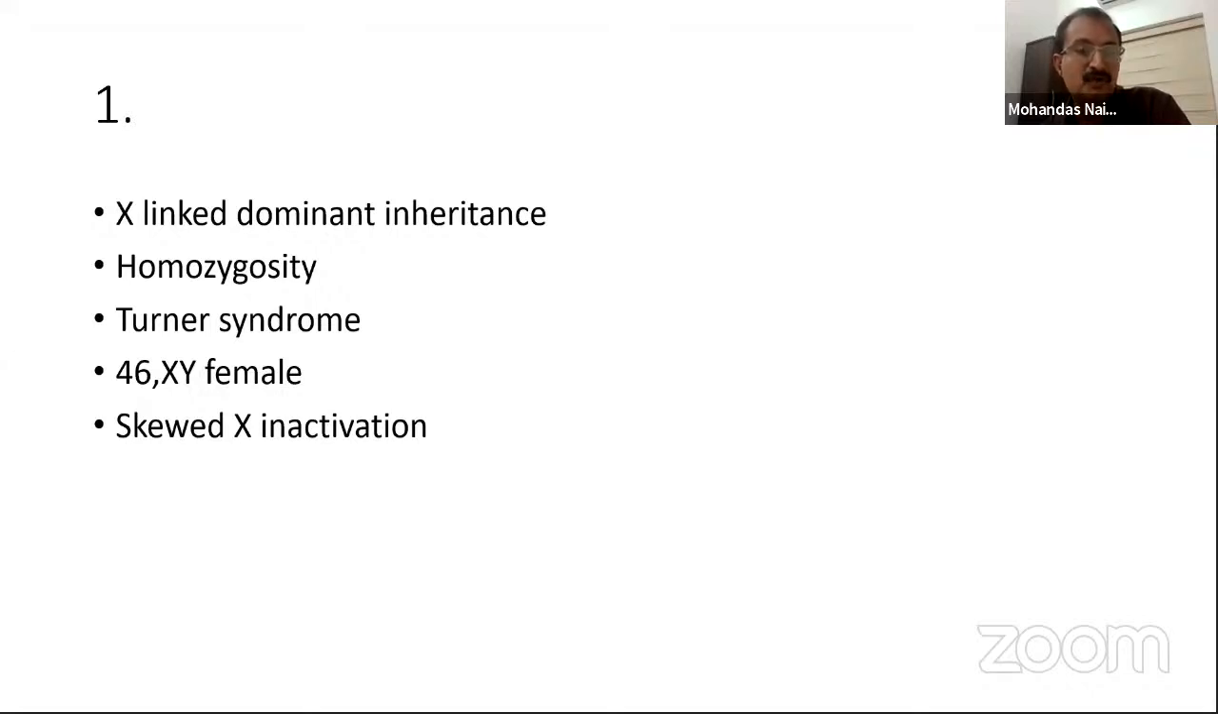And another situation is skewed X inactivation. Even though there are 2 X chromosomes, 1 X chromosome is inactivated. And it is actually random. If a particular individual, a female, is a carrier for, say, hemophilia, naturally, if there is random inactivation, 50% of the normal X chromosome and 50% of the abnormal X chromosome are inactivated. So the disease will not manifest. But if, by chance, most of the normal X is inactivated, she can manifest the disease. It is otherwise called Lyon's hypothesis.